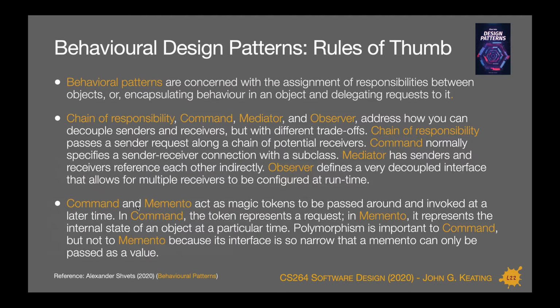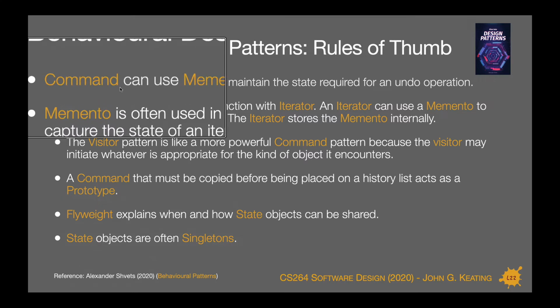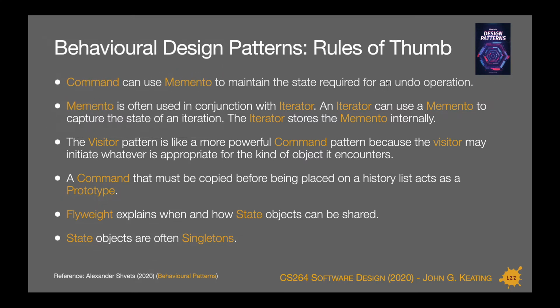Command and memento, as you know, act as magic tokens to be passed around and invoked at a later time. In command, the token represents a request, and in memento, it represents the internal state of an object at a particular time. So polymorphism is important to command, but not to memento, because its interface is so narrow that memento can only be passed as a value, and we know this. So you've seen this, you've implemented it in your assignments. Maybe what you're not sure about is that command can use memento to maintain the state for an undo operation.